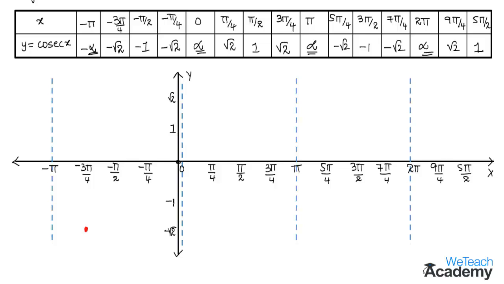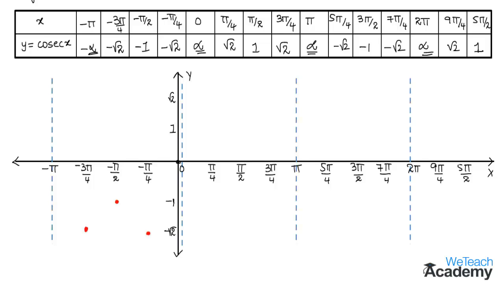And then the next order pair, which is minus pi by 2, comma, minus 1. So here we get a point where minus pi by 2 and minus 1 intersect. And the next order pair, which is minus pi by 4 and its value is minus root 2. So here we get a point. And then we have the next order pair, which is 0, comma, infinity, and we have already drawn a line on it.